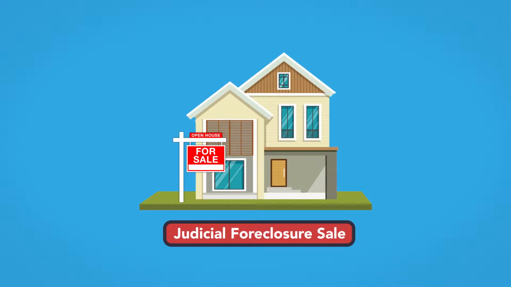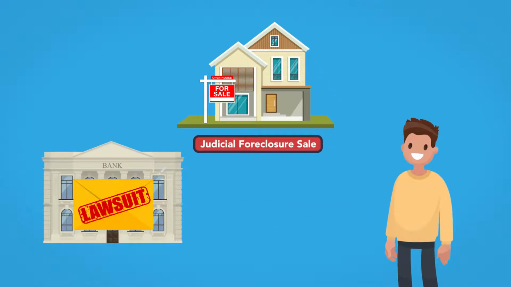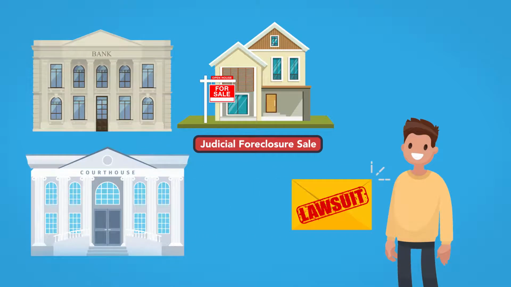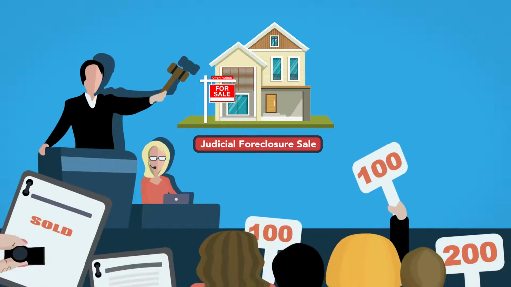Judicial foreclosure sales require the lender to file suit against the borrower. The borrower receives notice from the judiciary demanding payment rather than from the lender itself. The borrower has 30 days to respond and remedy the default. If the borrower fails to remedy the default within the 30-day period, a public auction is held, and the property is sold to the highest bidder.